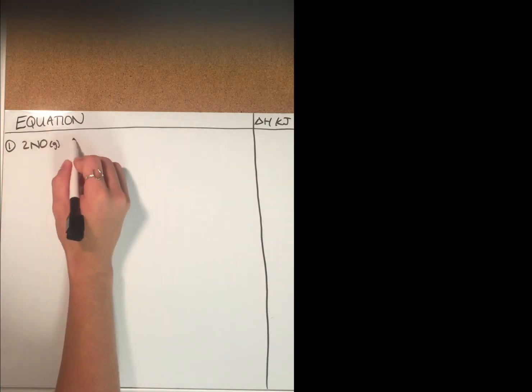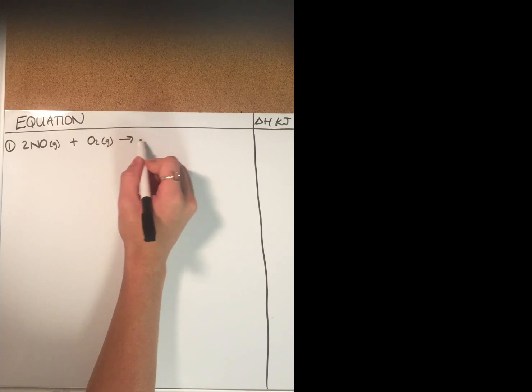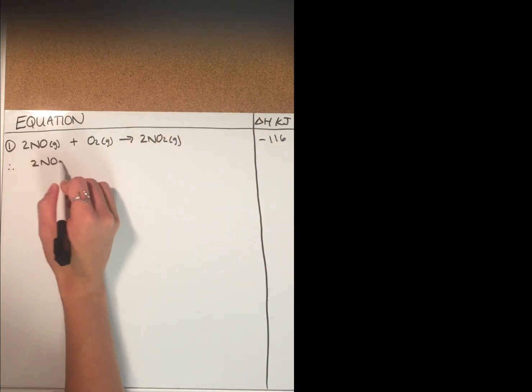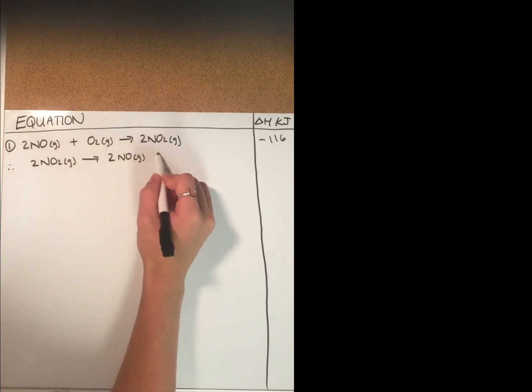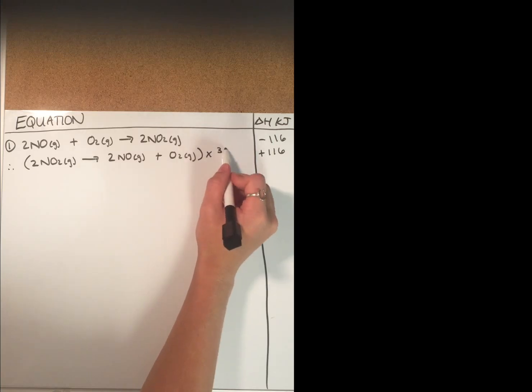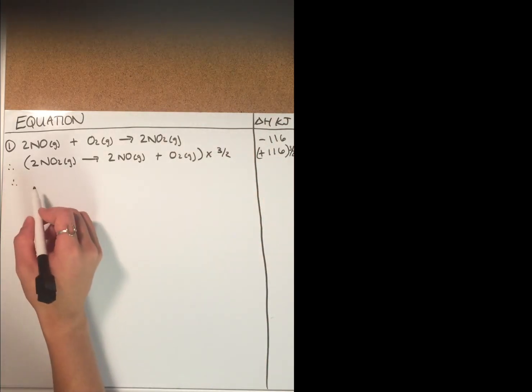To begin, let's take each equation separately, starting with the first one. Look at the overall equation. Notice how nitrogen dioxide is a reactant in equation 1. To solve this part, we must flip equation 1, which causes a sign change from negative to positive in the change in enthalpy for equation 1.